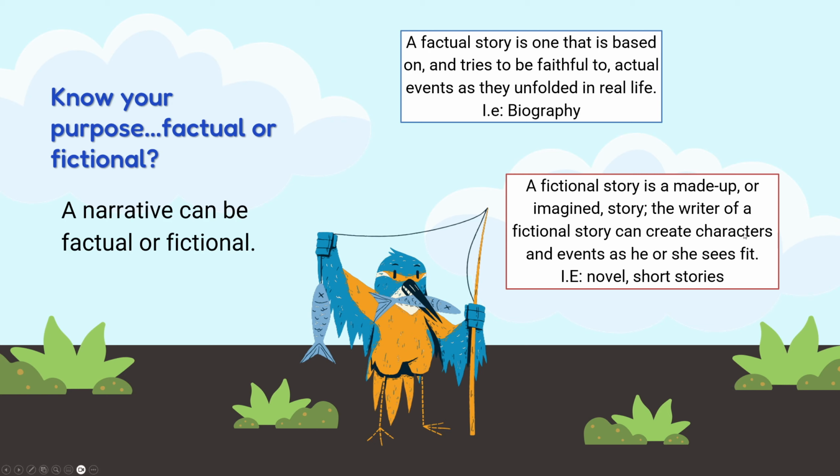and what he contributed to Malaysia during his reign. Whereas a fictional story is a made up or imagined story where the writer can create characters or events as he or she sees fit. Something that might not be really true. For example, a novel and short story. Maybe the story doesn't really happen, but you can try to make it as close to real life, but it's still fictional. So factual is something that is the truth, while fictional can be something made up.